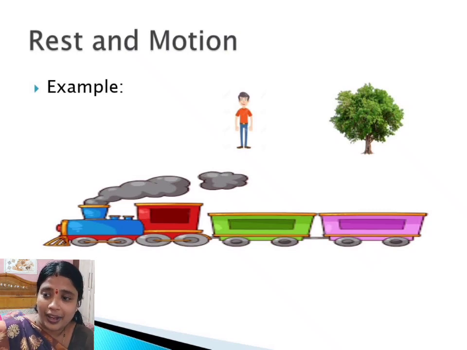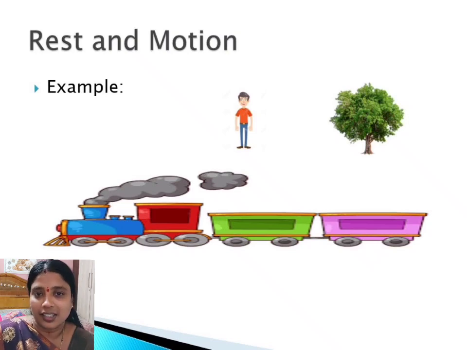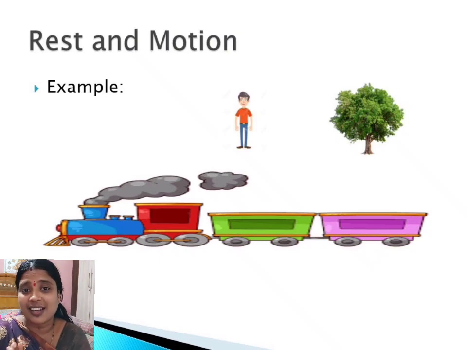Simply changing position from one place to another is not motion. You need something as a reference, with reference to which you observe it. For example, in this slide you can see there is a man, a tree, and a train. Let us assume that this train is moving, and that the man and the tree are fixed to their positions. Now for the man standing beside the tree, the tree is not changing its position.